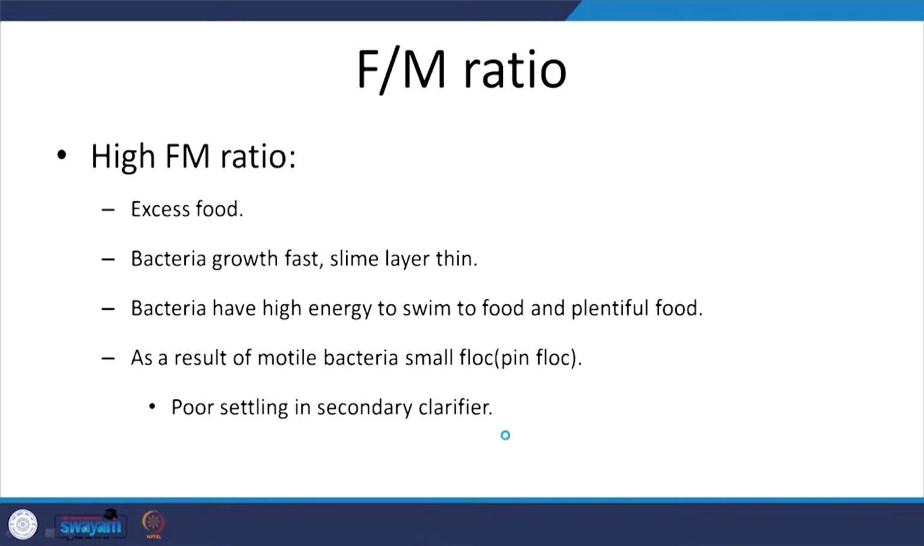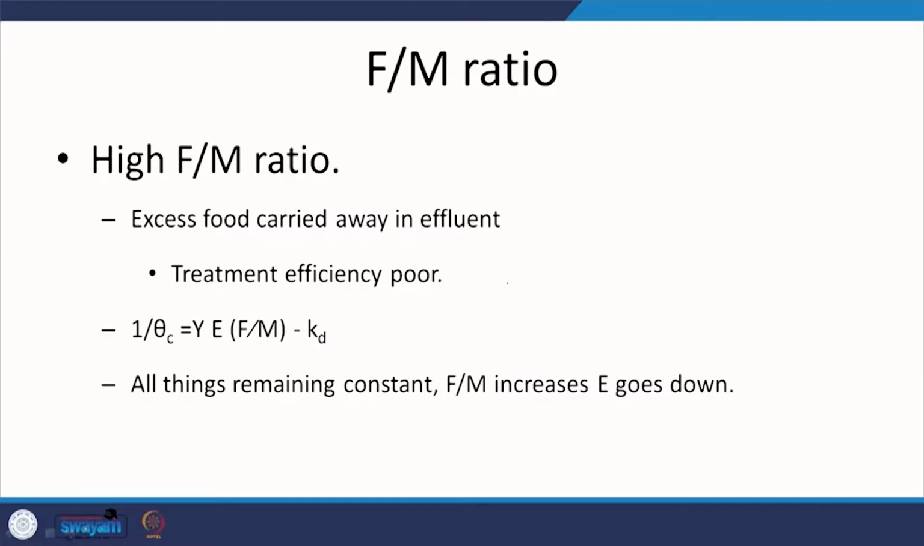Let's move on. So high F by M ratio meaning high food, right? So they grow fast, and the slime layer is thin. Again, here we are talking about, I think, the exponential growth phase. We have motile bacteria, and they have high energy to swim to food. Thus pin flock, right? Poor settling in the secondary clarifier. So poor settling and also high food, both ways not a great aspect for us, I guess, right? So excess food is carried away, and treatment efficiency is poor.